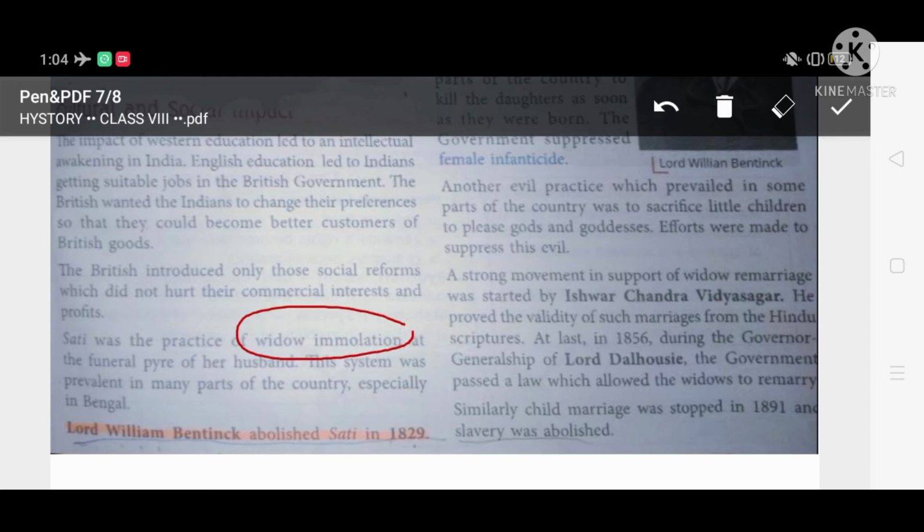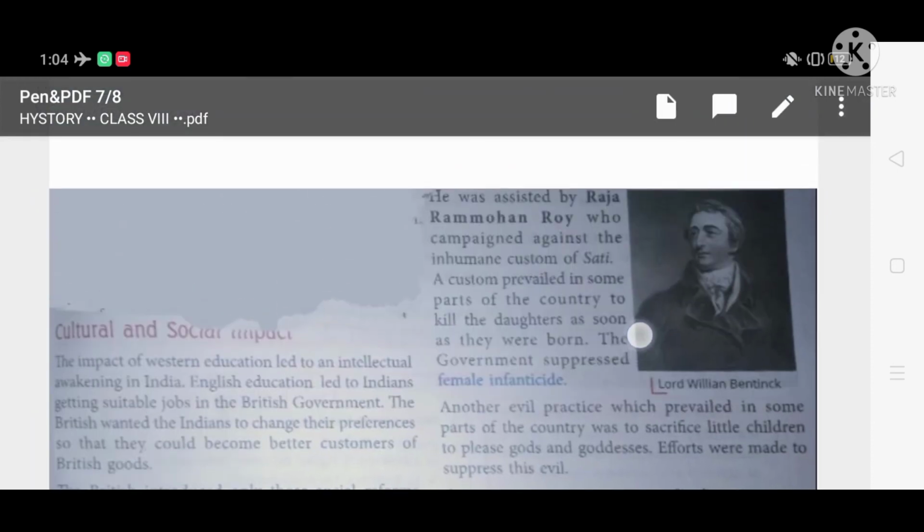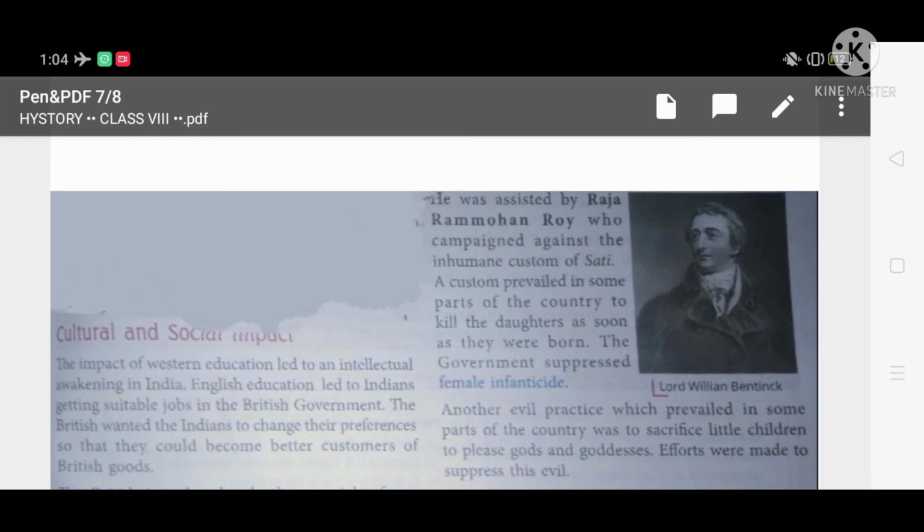Sati was the practice of widow immolation, which means widow killing. After the death of her husband, the wife was made to burn herself in a fire. So widow immolation, that is sati, was banned. It was credited to Lord William Bentinck. He was assisted by Raja Ram Mohan Roy.